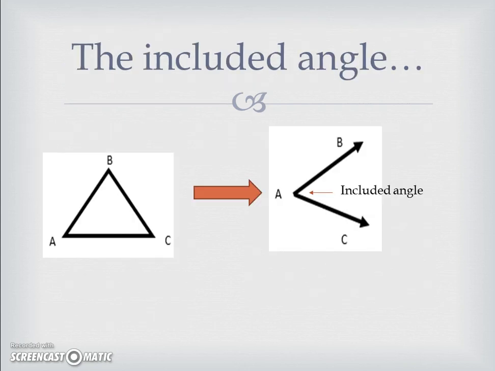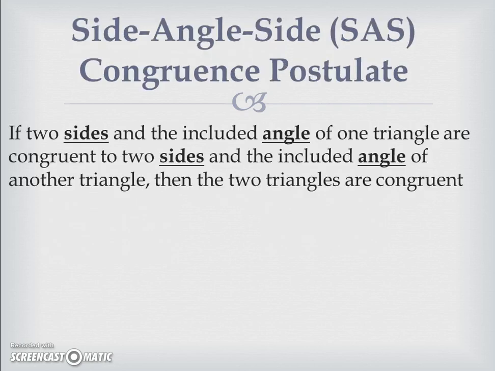Our next one, we need to know what an included angle is. It's just the angle between two sides. Okay, so here, side-angle-side, the idea is that if two sides and the included angle are congruent to two sides and the included angle of a different triangle, then the triangles are congruent.